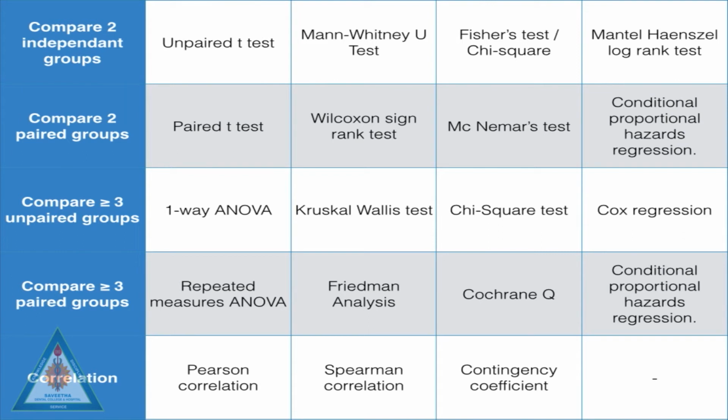The last but not least is correlation studies. For scale data, you do a Pearson's correlation. For ordinal data, you do a Spearman's correlation. And the contingency coefficient you use for nominal data.